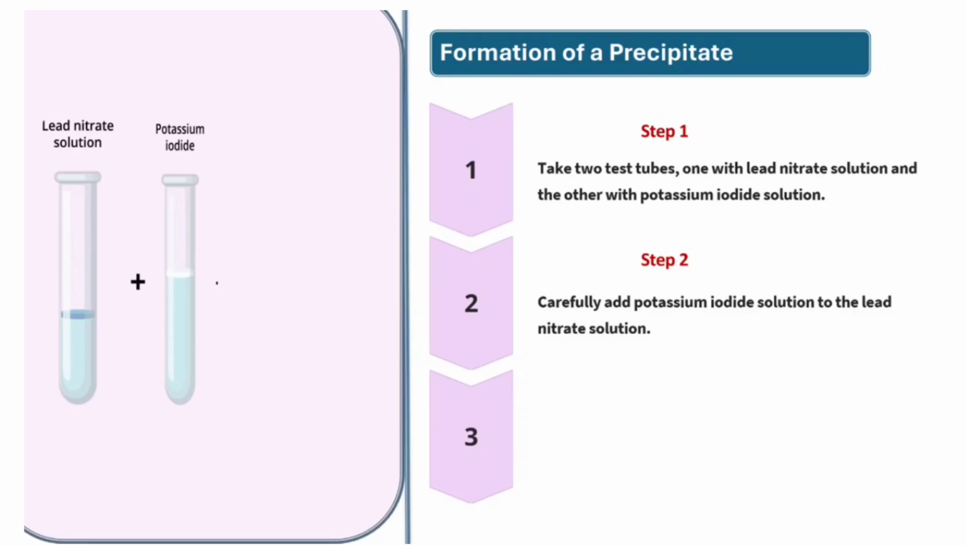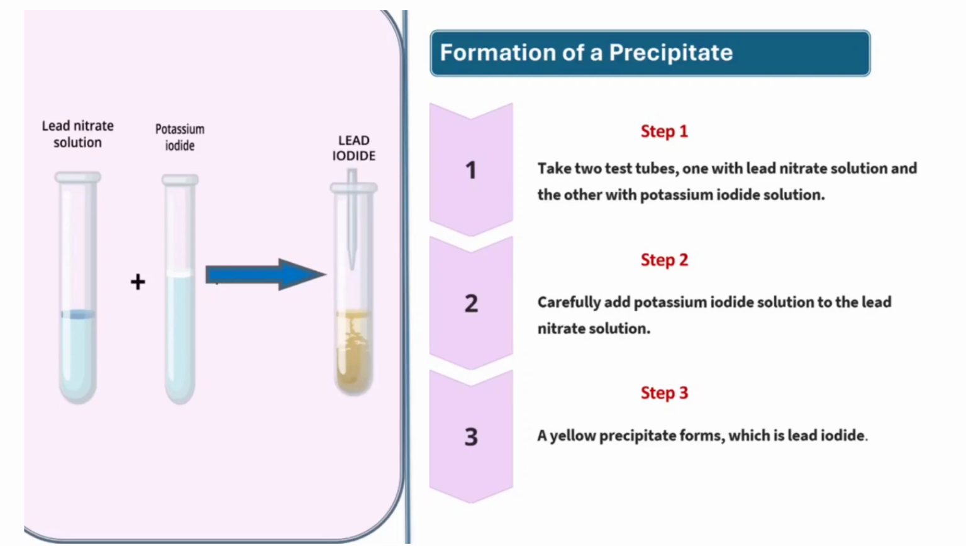Carefully add potassium iodide solution to the lead nitrate solution. Mix potassium iodide solution into the lead nitrate solution. A yellow precipitate formed which is lead iodide.